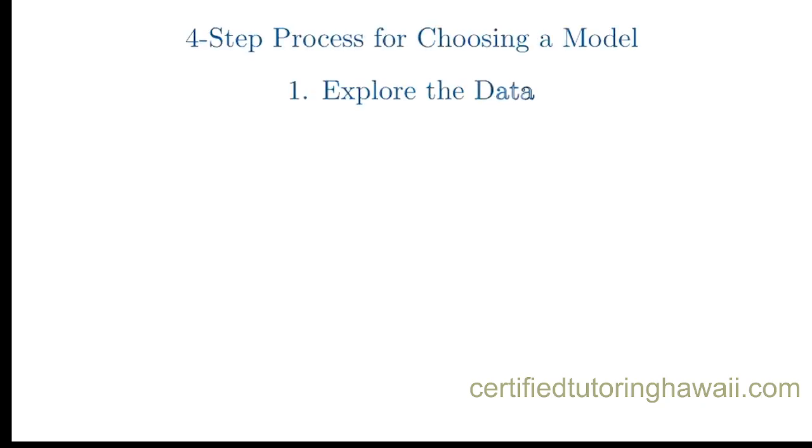So, how do you combine all these concepts to choose the best model for a dataset? Here is a simple, 4-step process. First, explore the data, plot it, and analyze the rates of change to get a feel for what kind of function might be appropriate. Is it linear, quadratic, or exponential?